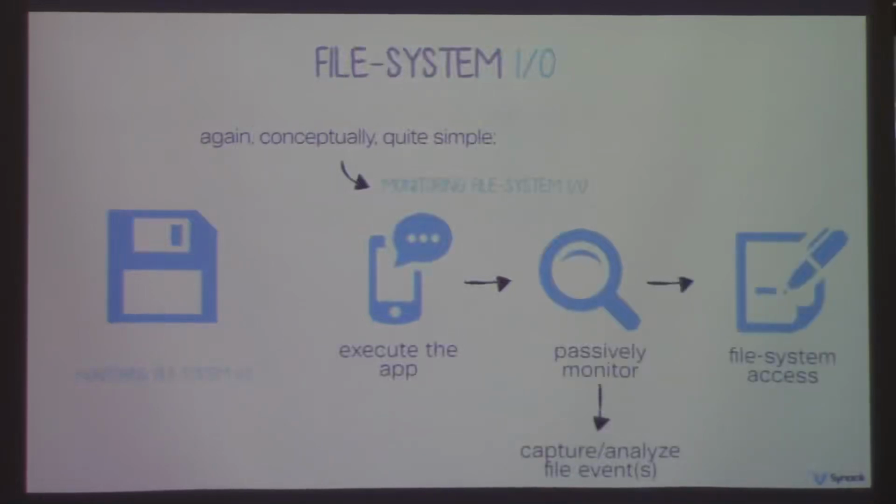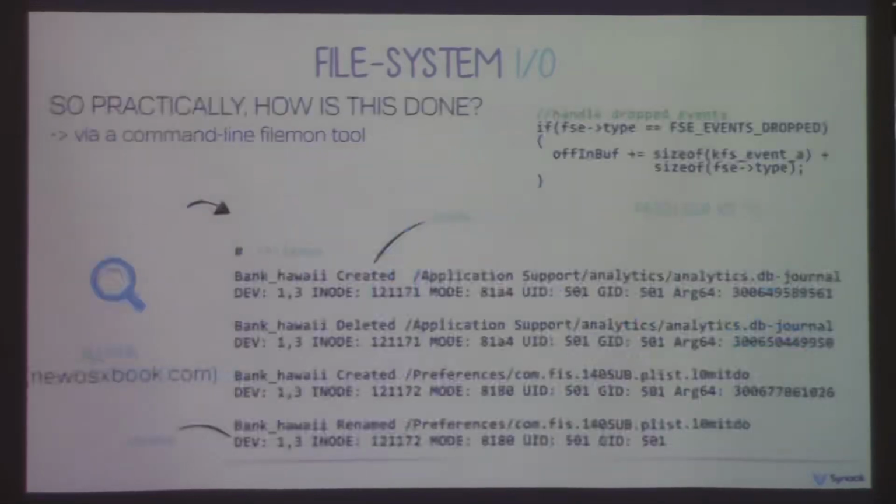So file I/O is another dynamic analysis technique. Again, pretty conceptually simple. You basically just want to watch what the app is doing in terms of reading and writing from the file system. So practically, how is this done? I use a tool called FileMon. It's conceptually exactly the same as the Windows FileMon tool. It basically shows you what files the application is creating and then what it's reading to or writing from.